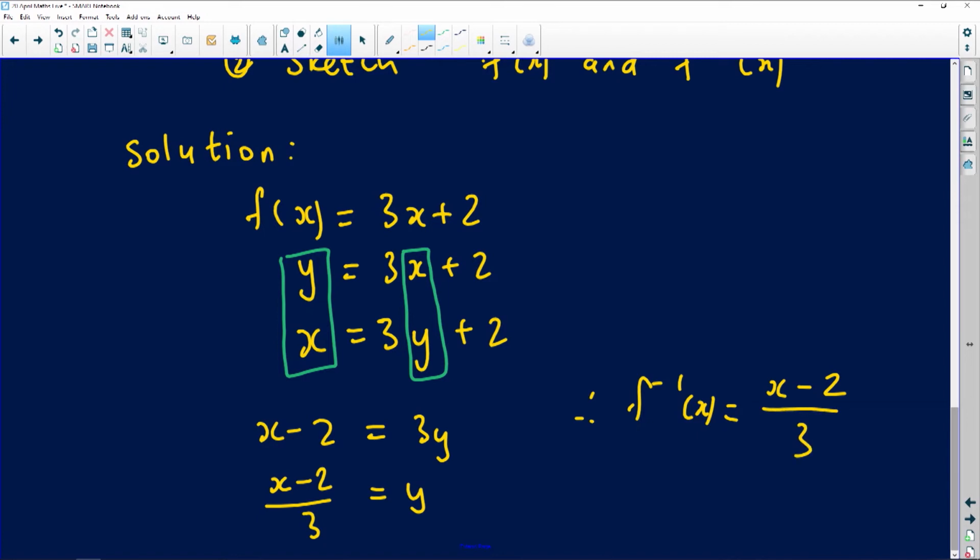I was not told how to express it. I'm just going to write it in this form, because sometimes they tell you that they want you to write it in a form y equals to something. Very important. So that will be the answer for the first part.